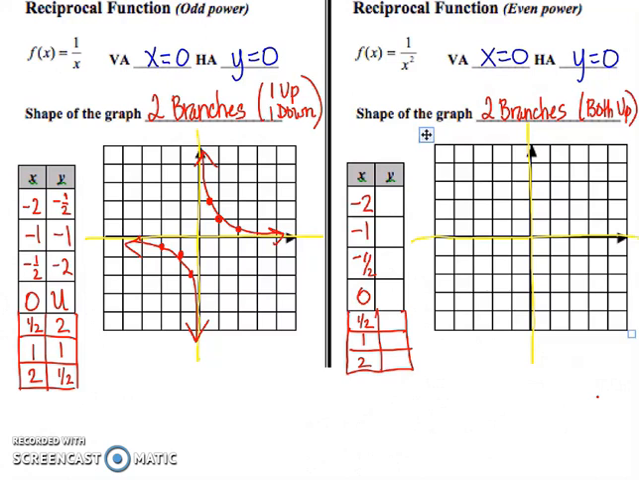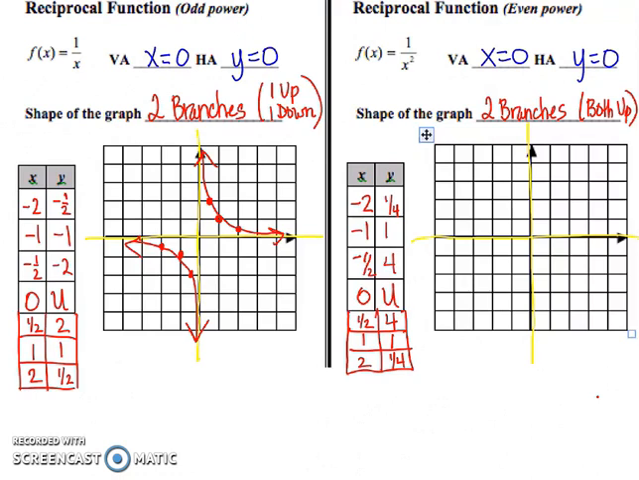And when I plug those in, now remember this time I'm squaring them. So 1 over negative 2 squared is going to give me 1/4. 1 divided by negative 1 squared gives me a positive 1. And 1 divided by negative 1/2 squared is going to give me a positive 4. When I plug in 0, remember that will be undefined still. 1 over 1/2 squared is going to give me 4 again. 1 over 1 squared is going to give me 1. And 1 over 2 squared is going to give me 1/4.